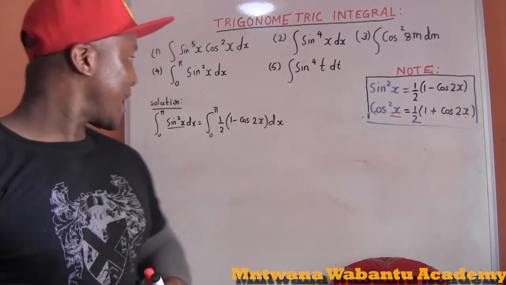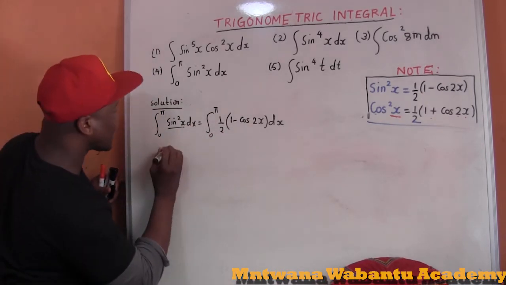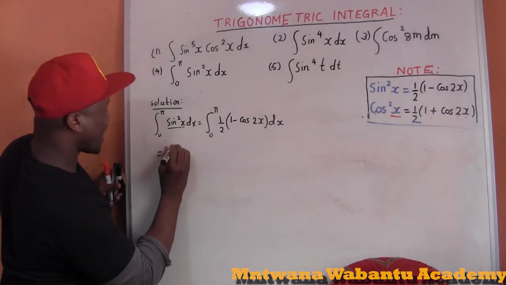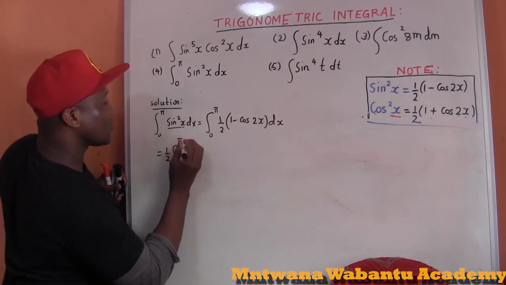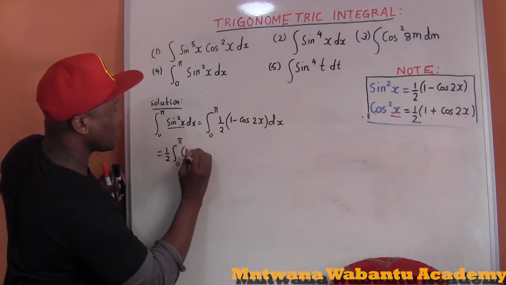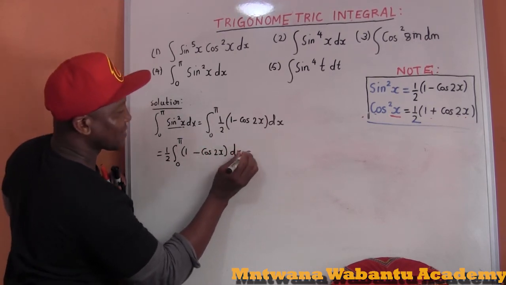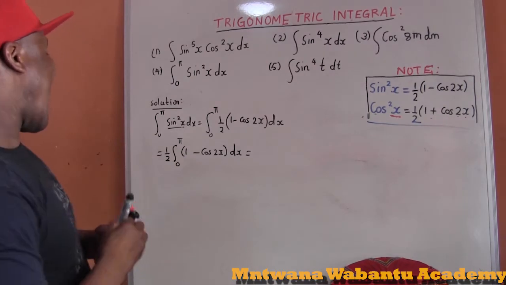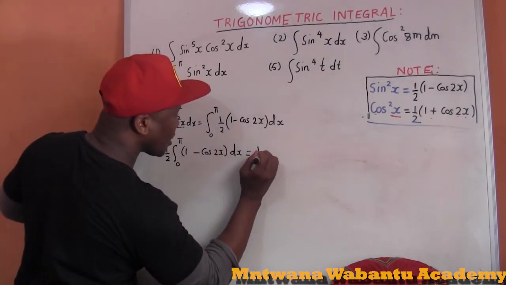So I'm going to replace with that, and then the half can go back to the front. Since it is a constant, it has to go to the front. So we have the integral from 0 to pi of 1 minus cos 2x dx. The next step, I can separate this: the integral of the first one and the integral of the second one, and we still have the half.